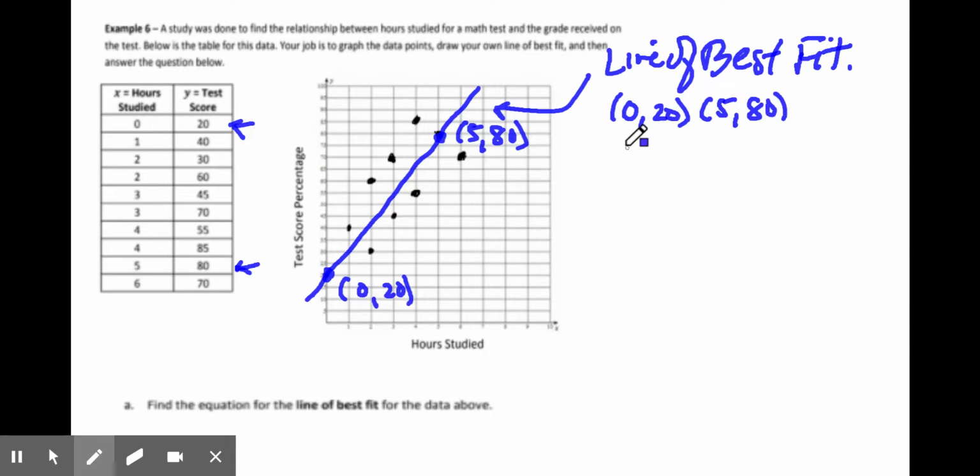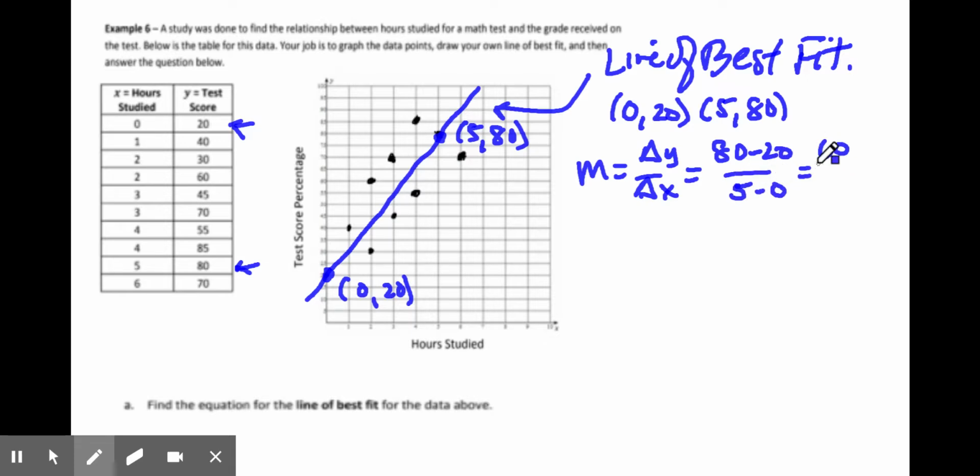So we can write the equation of the line. We need to find the slope. So that's delta y over delta x. So that's going to be 80 minus 20 over 5 minus 0. So that's 60 over 5. That's going to be 12. So my slope is 12.